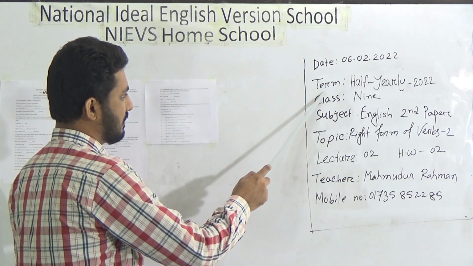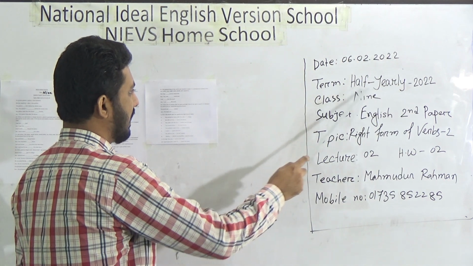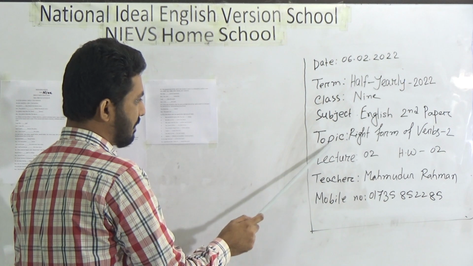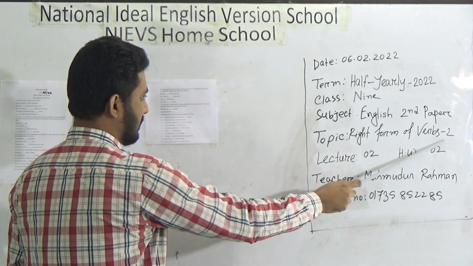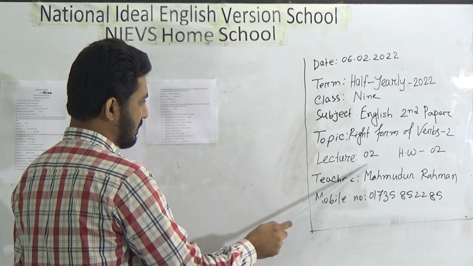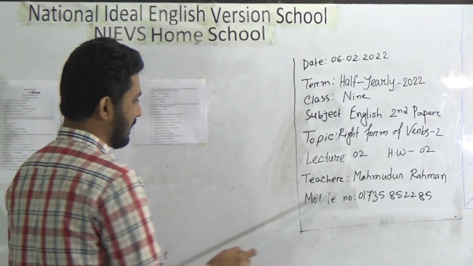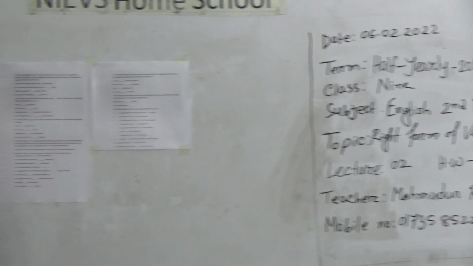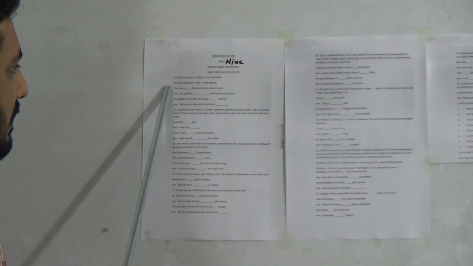This is the class for class 9 of half yearly 2022. Subject English second paper, topic right form of verbs, and this is your second class. This is your lecture number 2 and your homework number also 2. Teacher Mamudur Rahman, and this is my phone number. Okay, today we will discuss from your rule number 13.